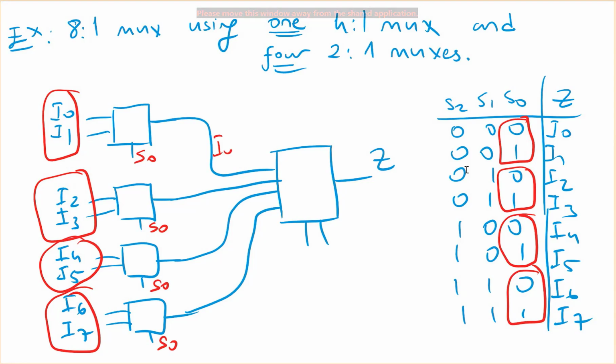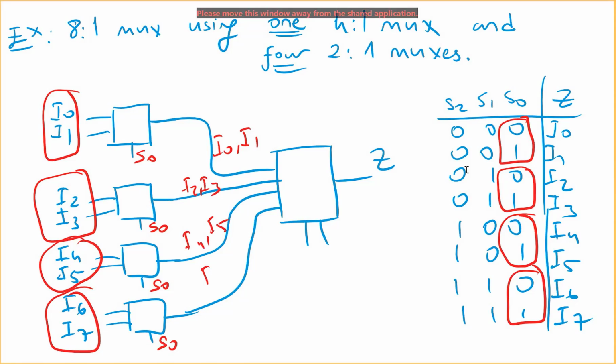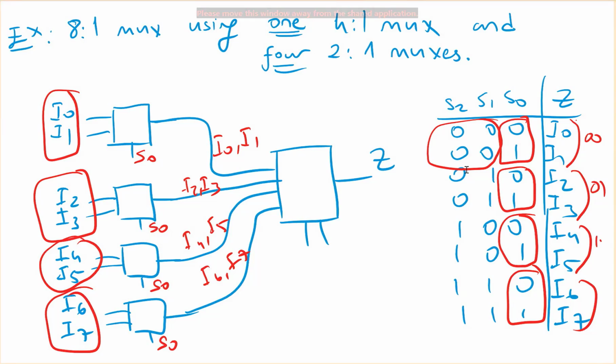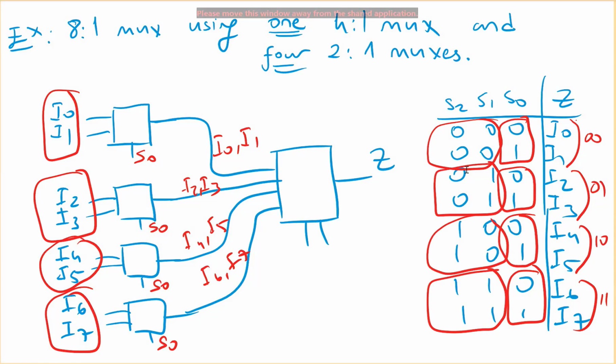So here I will have I0, I1 here, I2, I3 here, I4, I5 here and I6, I7 here. So between these groups, which signals are changing, right? So this is one group, this is another group, this is another group, this is another group. So if I look at here, I have 0 0 here, S2 S1, 0 1 here, 1 0 here and 1 1 here, right? So this is 1 1 for S2 S1. So this will be S2 and this will be S1. So this is 0 1 2 3.